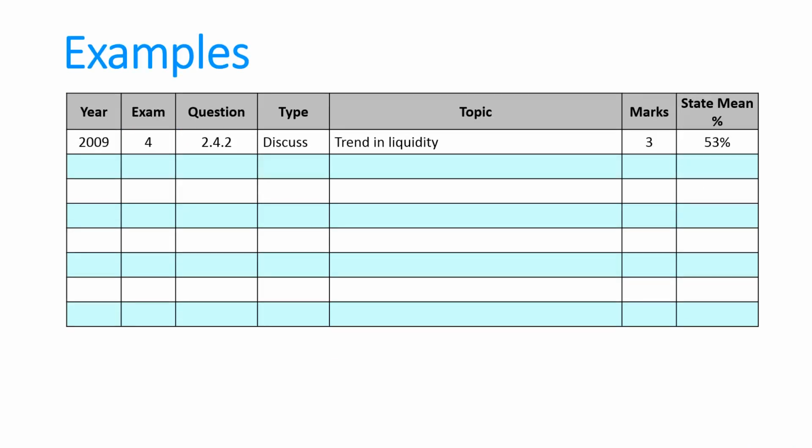Looking at some examples, if you go back and look at past papers since 2009, you can get access to these off the VCAA website. You can see there was one question in the Unit 4 exam. Remember in 2009 there were 2 exams, one for Unit 3, one for Unit 4. And in Unit 4, question 2.4.2 was a discuss question, and it was about discussing the trend in liquidity. It was only 3 marks, and the state mean was 53%. Next time there was a discuss question was in 2011, and again that was to look at the trend in liquidity. It was only 3 marks, and you can see this time the mean was much lower.